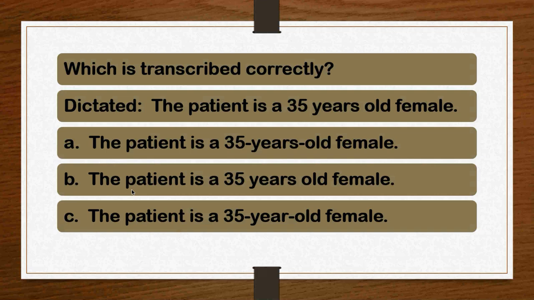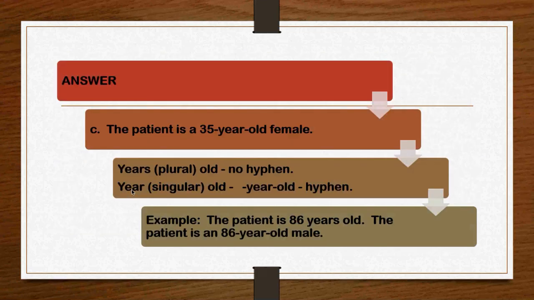Okay, everybody's in agreement. You would drop the S and you would hyphenate it because it's describing the noun that follows. It's really grammatically incorrect to have a plural, 35 years old female. You would have to, in this case, change it to make it grammatically correct.